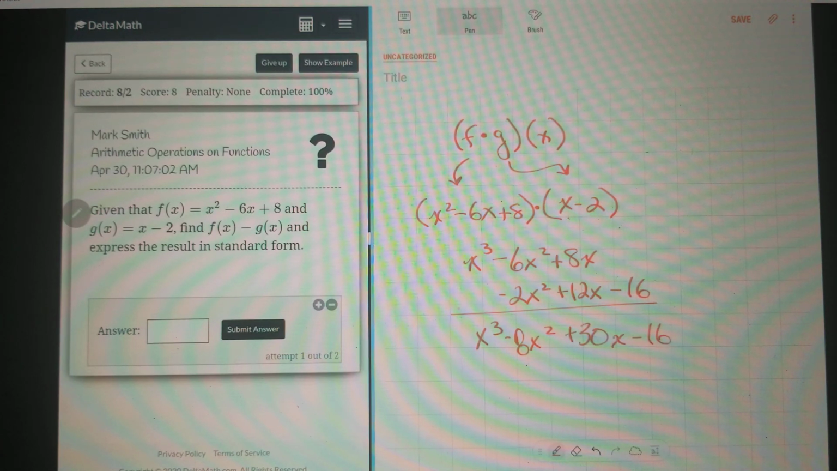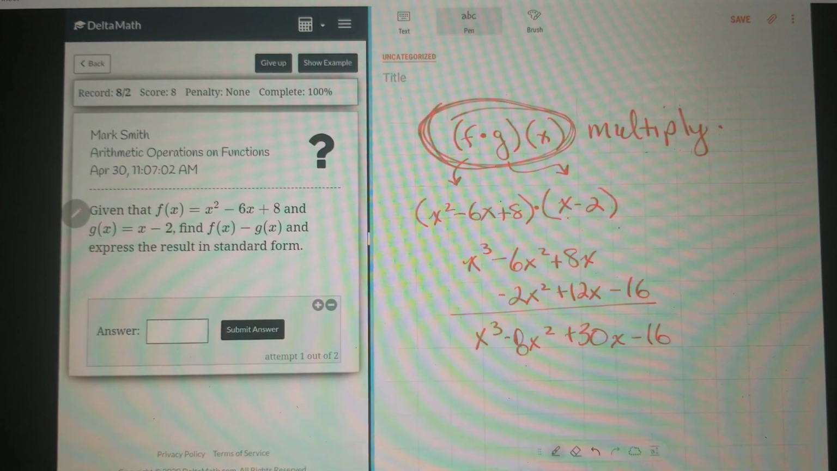We're not going to put that answer in because it asked us to do that. But when you see this symbol right here, it just means multiply. And all of you know how to do multiplication. Okay, I hope that helps. Finish that up and get a good grade.